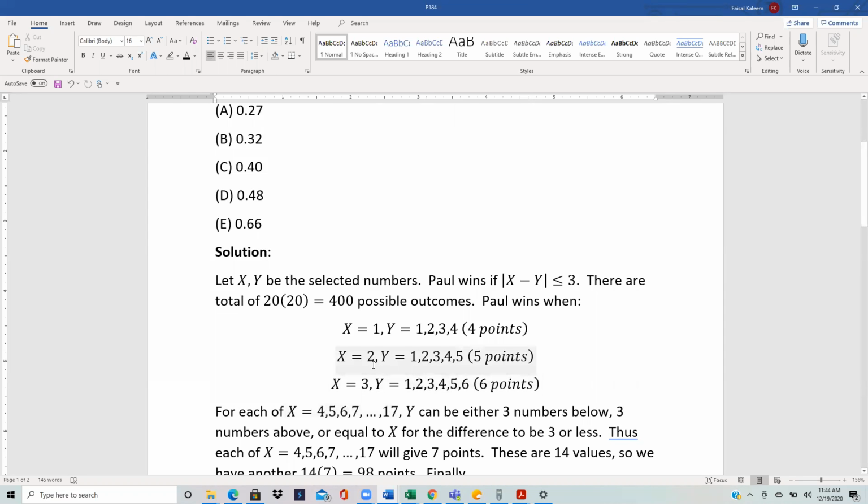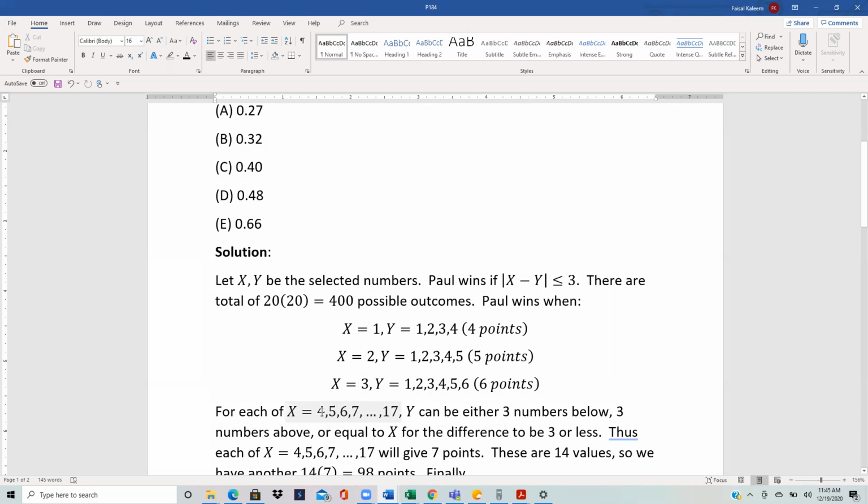So if you note, the 1, 2, and 3 don't have enough room below them. You can't choose 3 numbers below 3, for example. You can only go 1 and 2, which are below 3, because you can't be less than 1. But for 4 through 17, you have complete freedom. You can go 3 below, 3 above, and also the number itself. So each of these 4 through 17 will bring in 7 pairs.